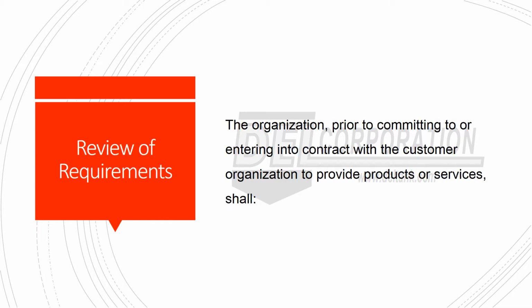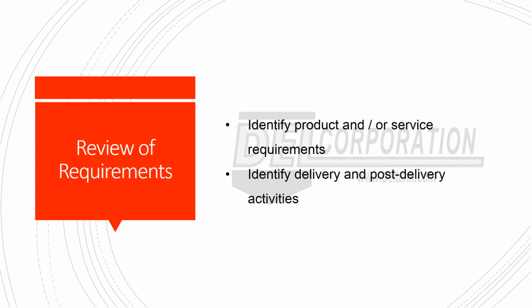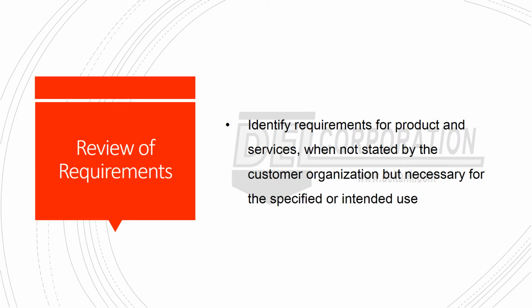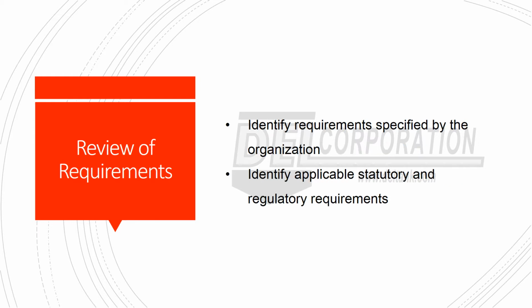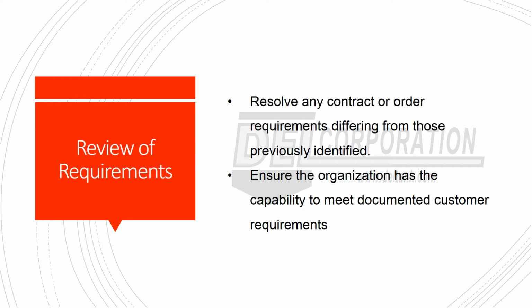The organization, prior to committing to or entering into contract with the customer organization to provide products or services, shall identify product and or service requirements, identify delivery and post-delivery activities, identify requirements for product and services when not stated by the customer organization but necessary for the specified or intended use, identify requirements specified by the organization, identify applicable statutory and regulatory requirements, resolve any contract or order requirements differing from those previously identified. Ensure the organization has the capability to meet documented customer requirements.